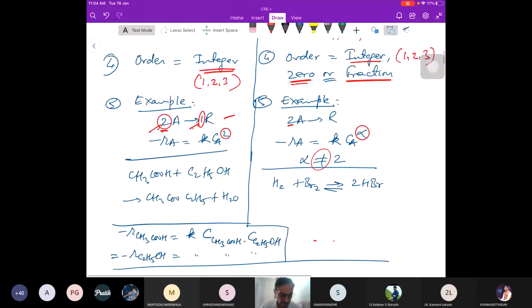And this is example I have given. Acetic acid plus ethanol gives ethyl acetate plus water. यहाँ पर order of reaction क्या हो जाएगा? If this is considered as elementary reaction, what will be order here? 2. 1 plus 1. यहाँ पर 1 है. यहाँ पर भी 1 है तो 2. यहाँ पर we cannot say because यहाँ पर भी 1 है, यहाँ पर भी 1. That doesn't mean 2 हो जाएगा.